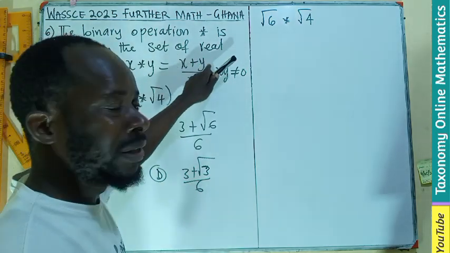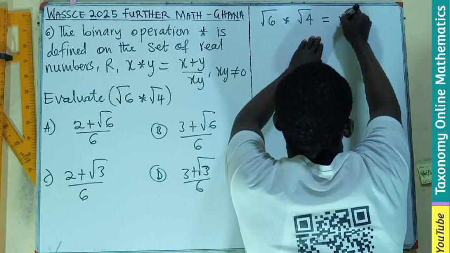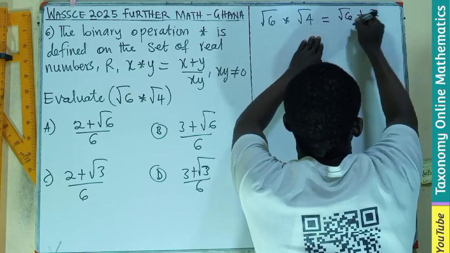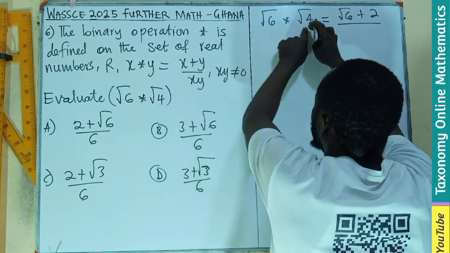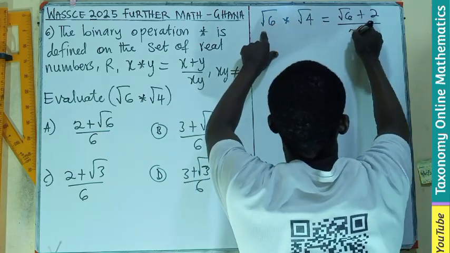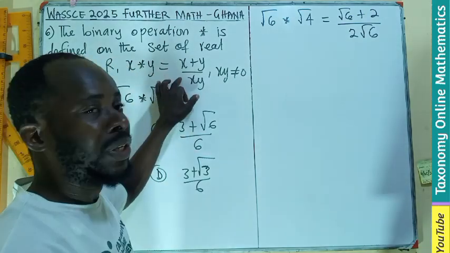Then we have to add the top and down. So I am adding the root of 6 plus 2. Then I am multiplying the 2. This is 2. So 2 times this will give me 2 root 6. That is per the definition.